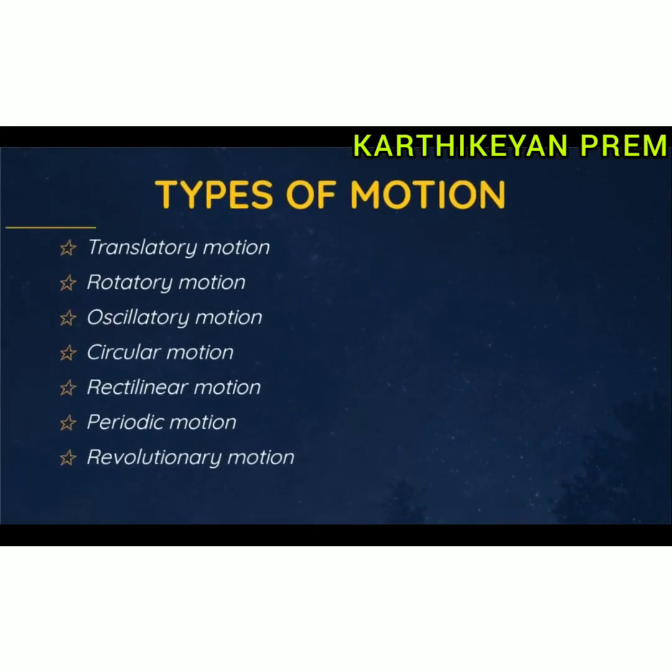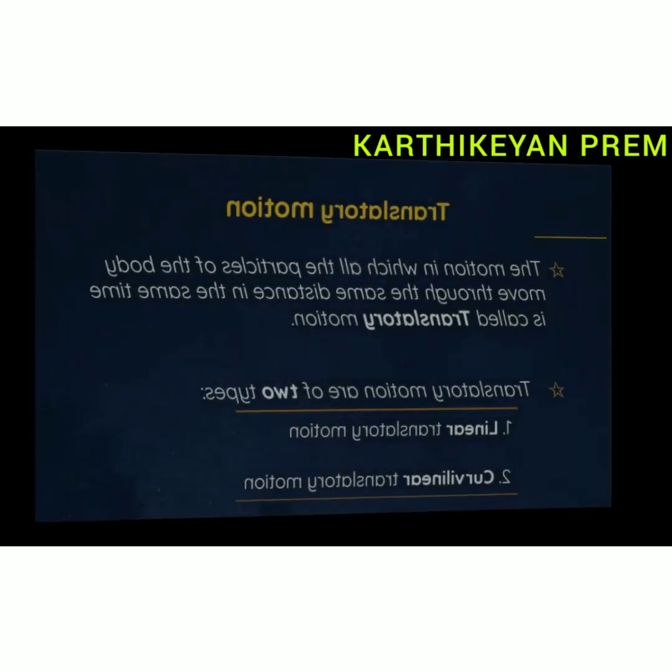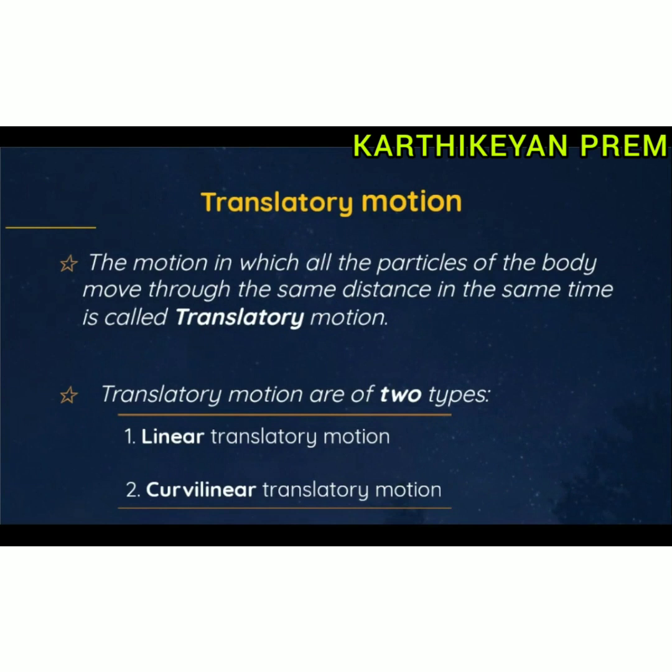Types of motion: translatory motion, rotatory motion, oscillatory motion, circular motion, rectilinear motion, periodic motion, revolutionary motion. Translatory motion: the motion in which all particles of the body move through the same distance in the same time is called translatory motion. Translatory motion is of two types: linear translatory motion and curvilinear translatory motion.